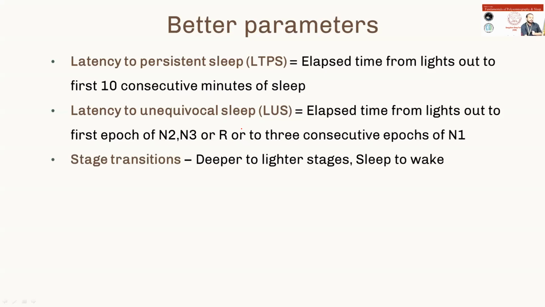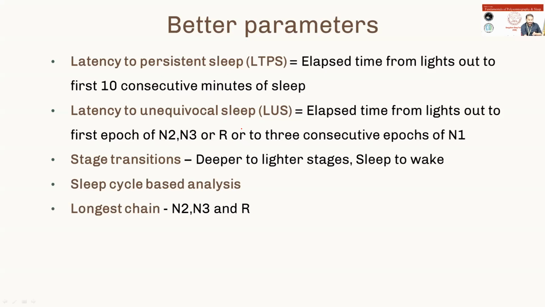And again, quantify sleep transitions. Transitions from lighter to deeper stages are an indicator of better sleep. But when you reach N3 and then roll back to N2 or N1, as per AASM or sleep efficiency parts, you still get a very high score. But the moment you start calculating sleep stage transitions, deeper to lighter, lighter to deeper, this gives us extra understanding and intuition. Again, I touched upon sleep cycle-based analysis and the longest chain of N2, longest chain of N3.